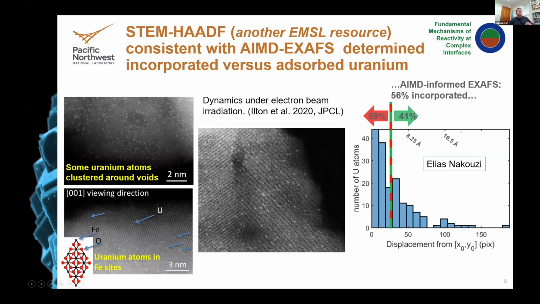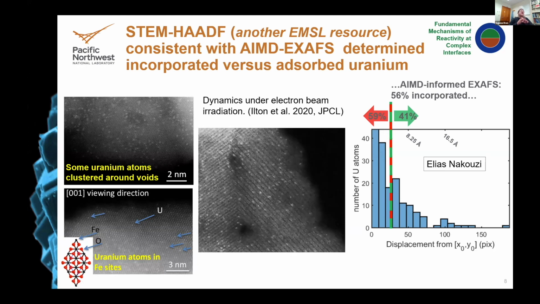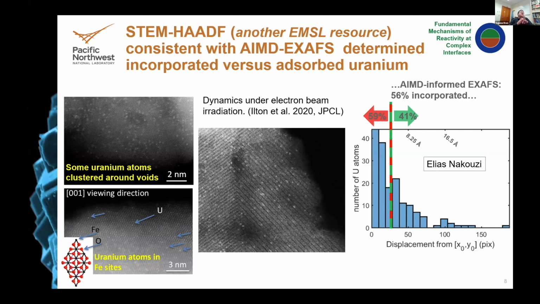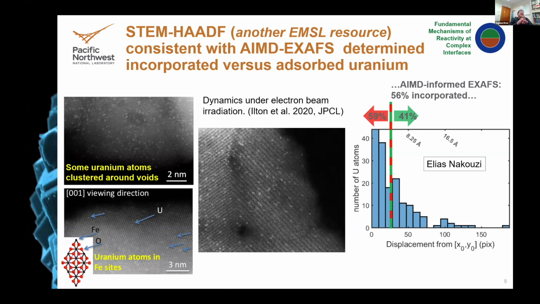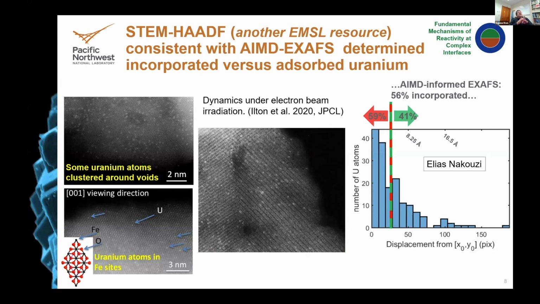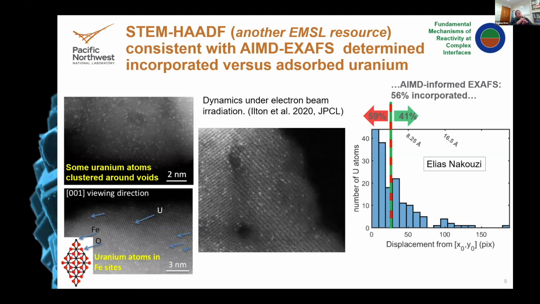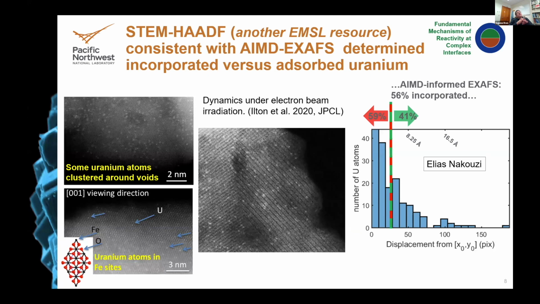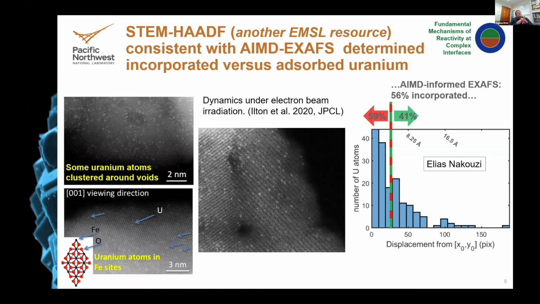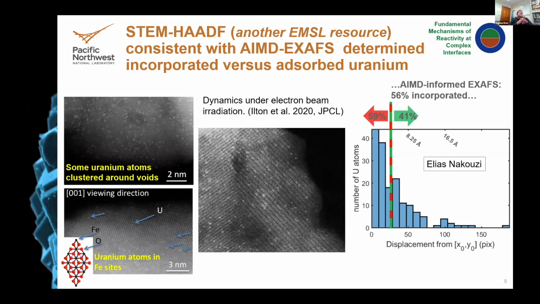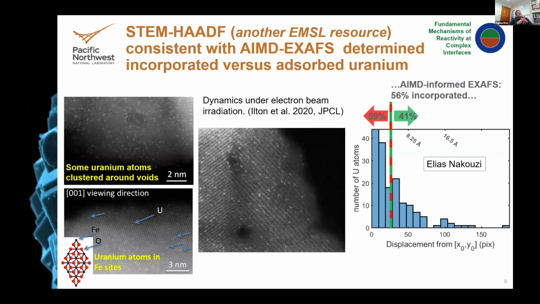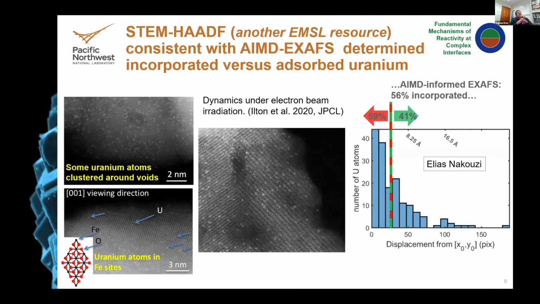So we had a very talented postdoc, Elias Nakuzi, who's now transitioned to staff, and he wrote his own image analysis program. What he discovered was that about 59% of the uranium atoms moved less than 4 angstroms, and 41% moved more than 4 angstroms. For reasons that I'll explain later, we think that those relatively immobile uranium atoms are probably incorporated. And if you recall, the AMD-informed EXAFS approach gave us 56% incorporated. So we're getting a very nice correlation between the dynamical TEM study and our AMD-informed EXAFS approach. And that's very encouraging.